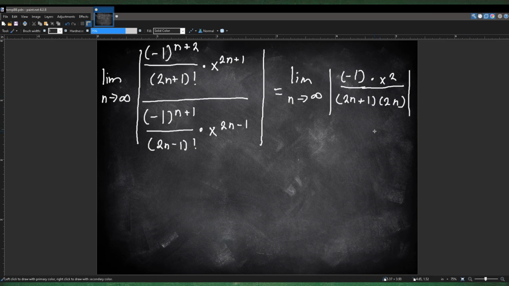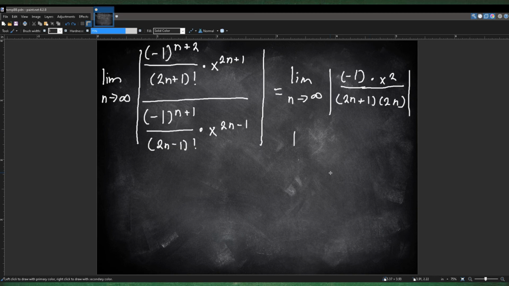So we have the limit as n approaches infinity, and that means you get a 0, right? So the general idea for the radius of convergence is that if the absolute value of this is less than 1, then that's where it's going to be converging, right?